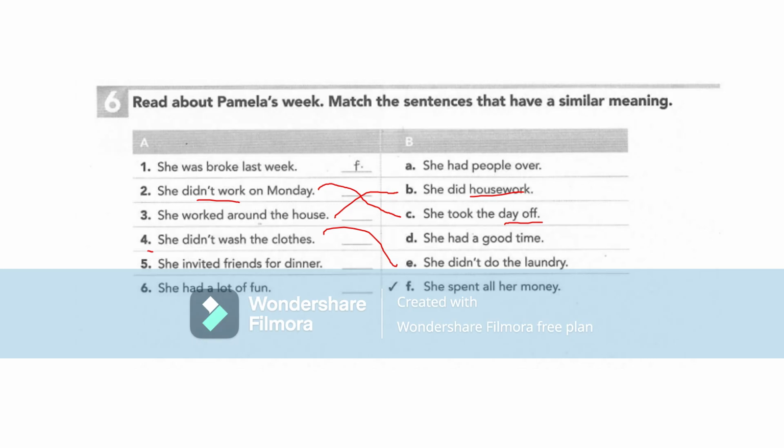Read about Pamela's week. Match the sentences that have a similar meaning. She was broke last week. The sentence that has a similar meaning is letter F: she spent all her money. Number 2, she didn't work on Monday. What would be the other sentence with a similar meaning?